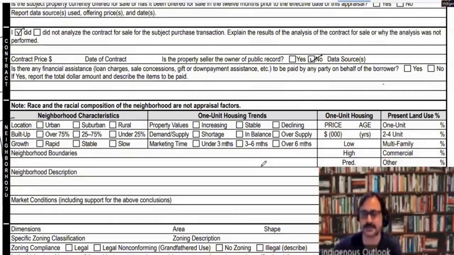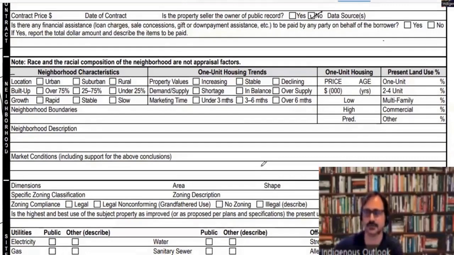Sometimes it could be a trust, right? Property could be vested in the name of a trust, and the trustee is going to sell the property, but he needs to provide that trust agreement which gives him all the power to sell this property, right? So those kinds of dig-outs we need to do.